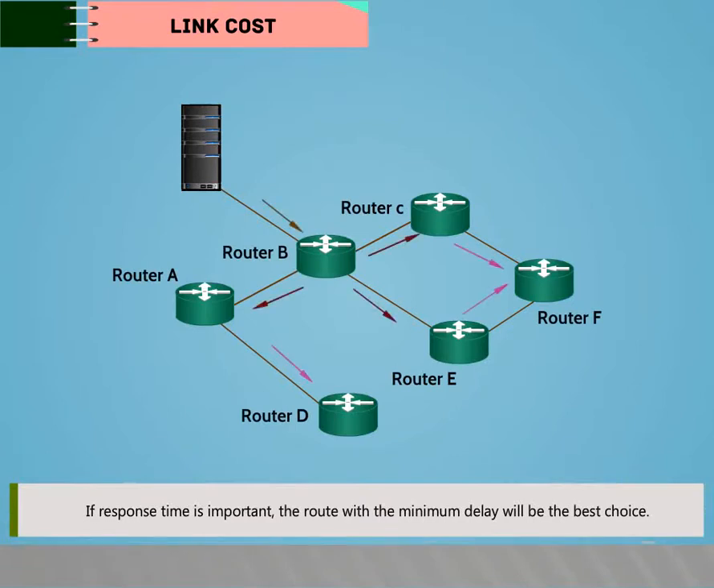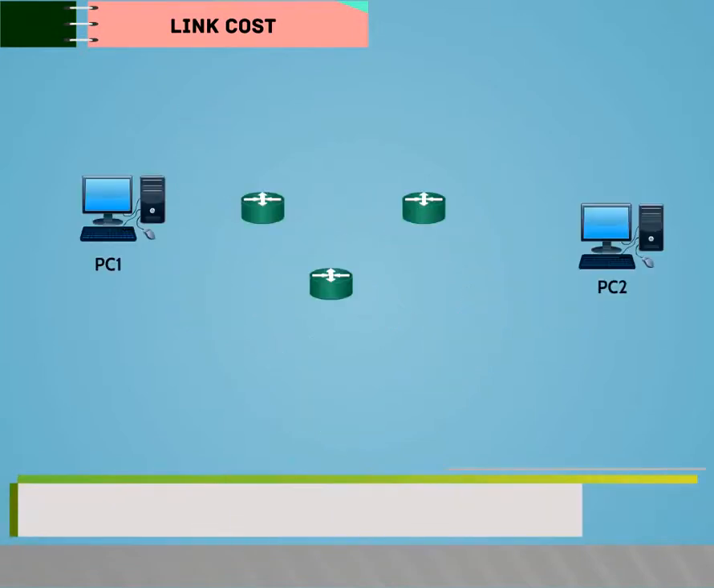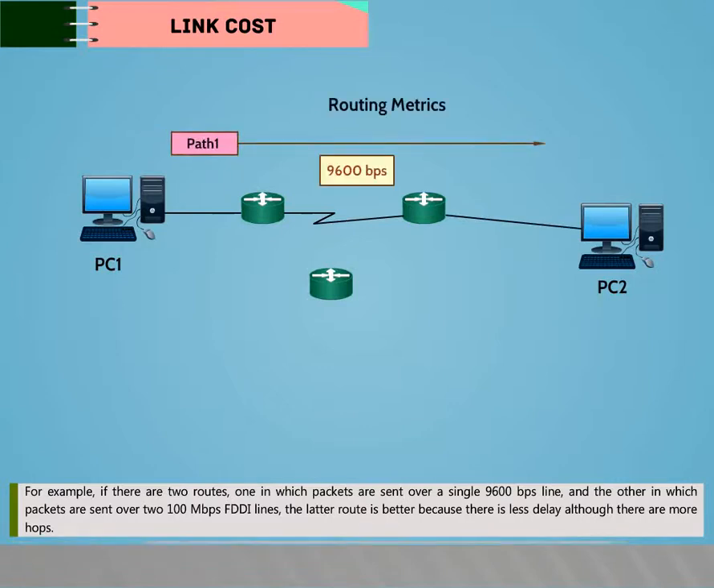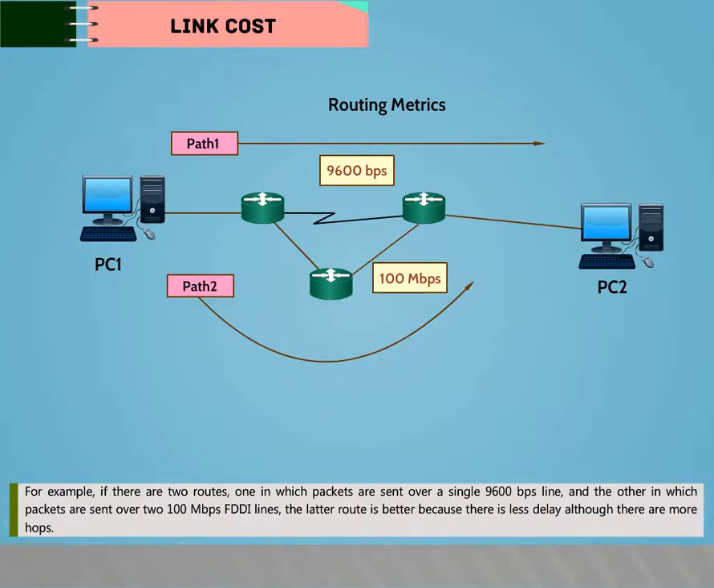If response time is important, the route with the minimum delay will be the best choice. For example, if there are two routes, one in which packets are sent over a single 9600 bps line and the other in which packets are sent over 200 Mbps FDDI lines, the latter route is better because there is less delay, although there are more hops.